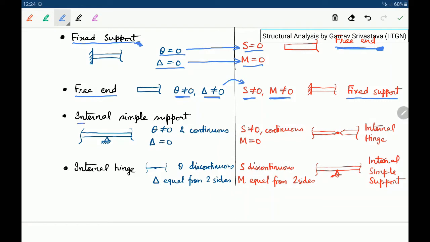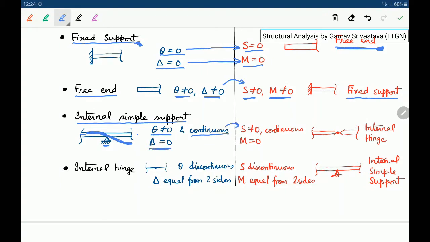Okay, we can consider one more case. If there is an internal simple support, so this happens in continuous beams where the span is continuing and there is an intermediate simple support or a roller support. So this is a situation where the deformations can happen like this for the real beam. The slope can be non-zero, but it is continuous. Okay, but the deflection will be 0 because it is supported.